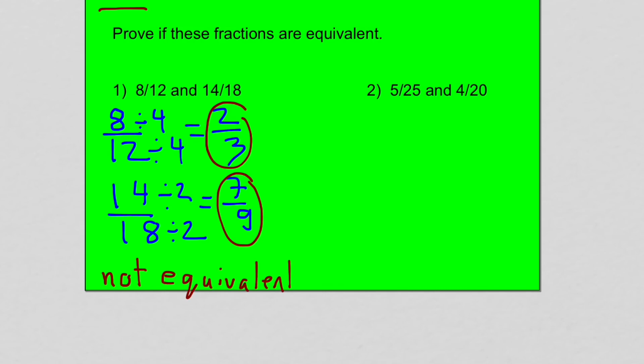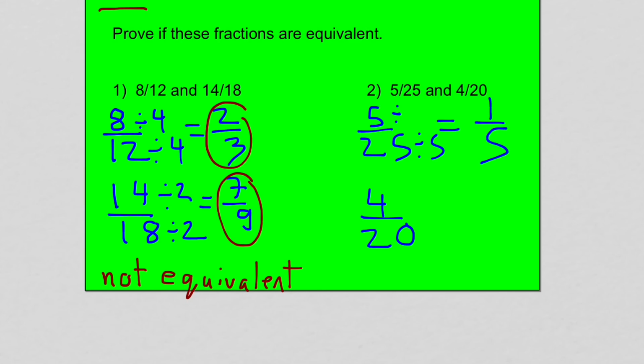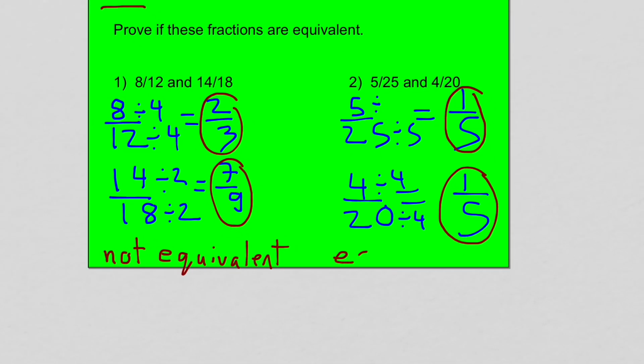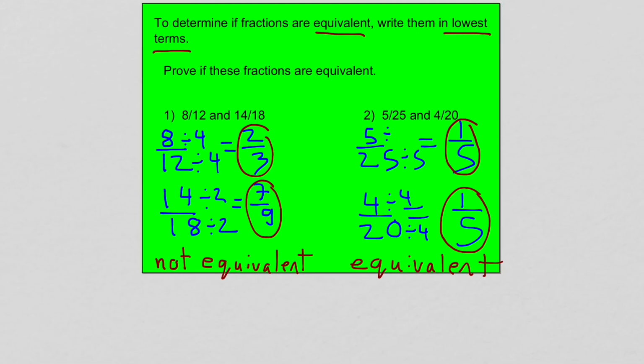Then we'll take a look at another example: 5 over 25 and 4 over 20. To get them in lowest terms, for the top one I divide the numerator and denominator by 5, and I get 1/5. For the bottom one, I divide the numerator and denominator by 4, and I get 1/5. Both fractions are now in lowest terms, and we can see they are exactly the same, so we say they are equivalent. So that's some uses of equivalent fractions to figure out if fractions are the same.